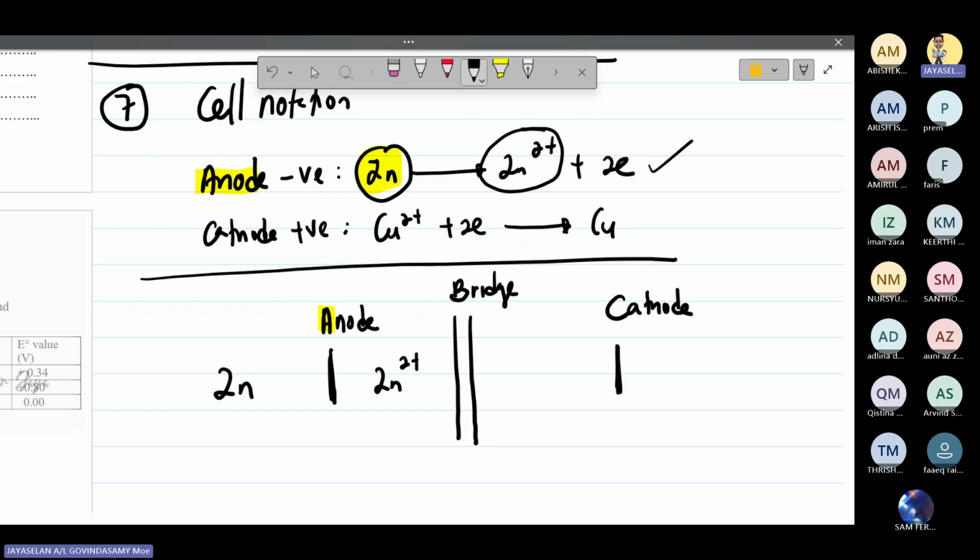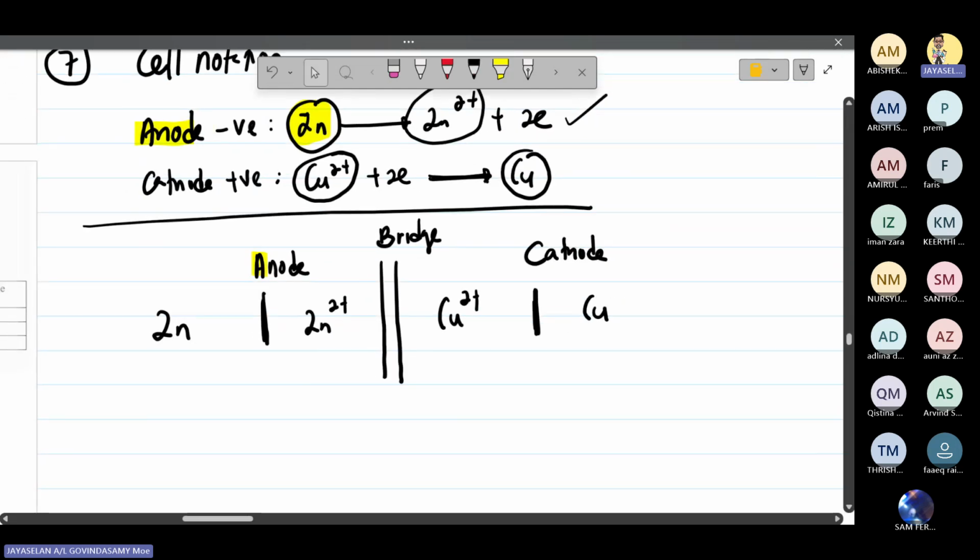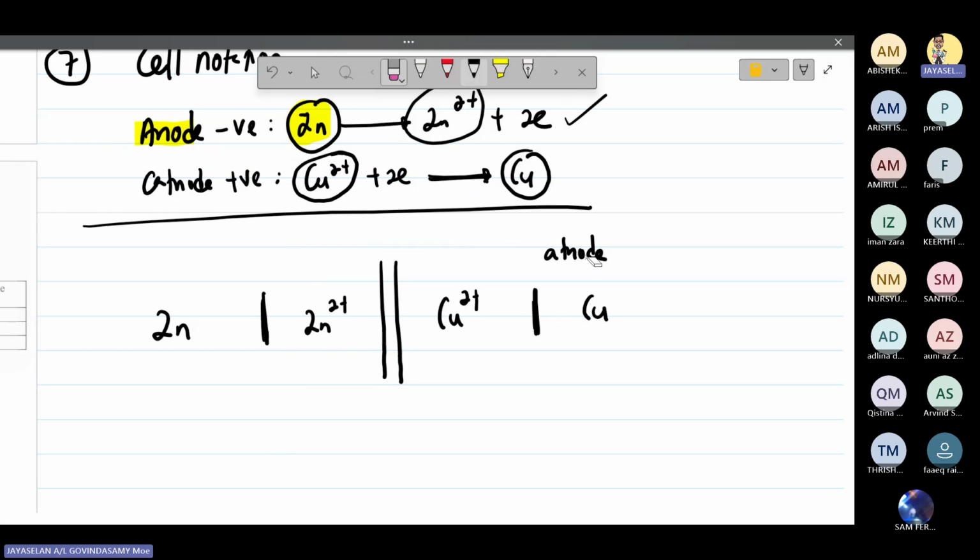Any question? Now your cathode, after the salt bridge. This is the cathode, right? The cathode half equation starts with copper 2 positive, Cu2+. Then after the arrow, the product you get is this, right? So you put it like this. So you already scored 2 marks. Then you erase all this. Don't show this. You guys already score 1 mark.